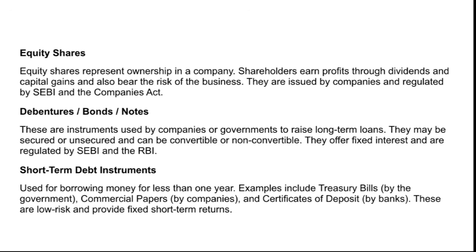Next, let's understand what short-term debt instruments are. Short-term debt instruments are used to borrow money for less than 1 year. The above example is about investing money for more than, let's say, 5 years or 10 years. This one is an example of giving out money for less than 1 year. For example, if you are giving this loan to the government, it is called a treasury bill. If you are giving a loan to companies, it's called commercial paper. If you are giving a loan to a bank, it is called a certificate of deposit. They usually have very low risk and give you a fixed short-term return.